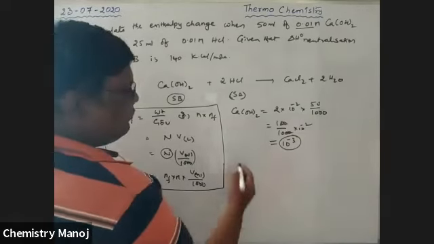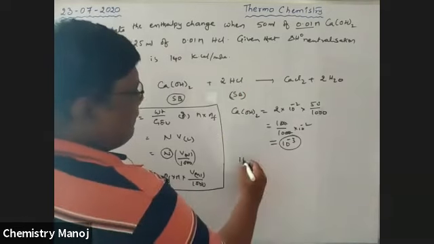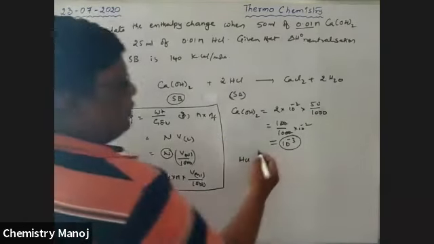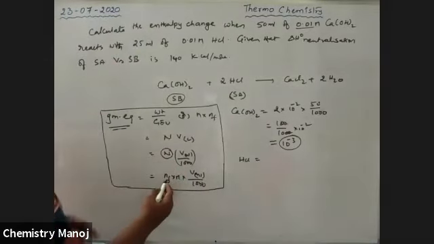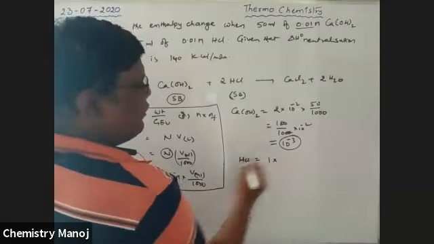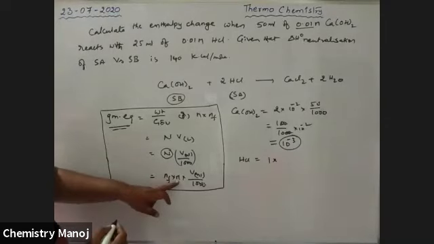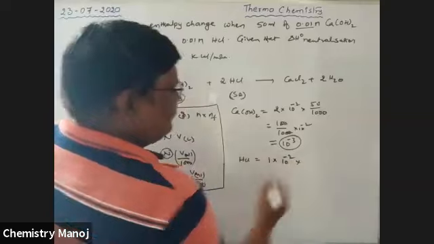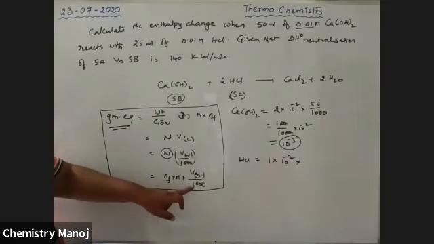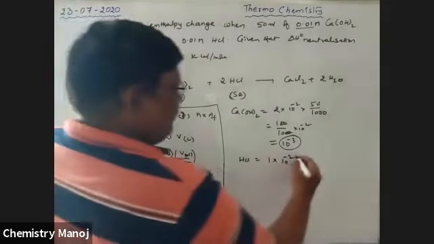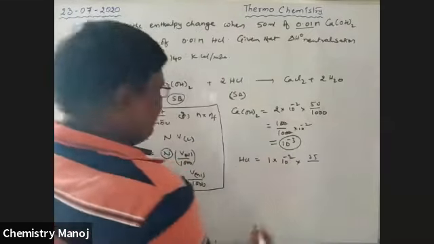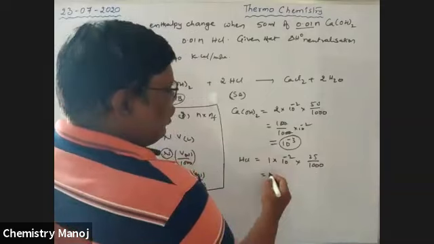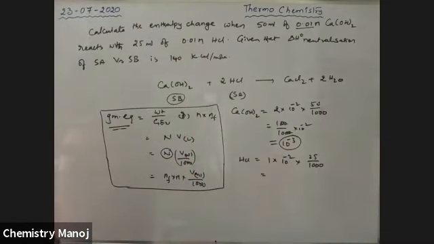Next, HCl. For HCl, n factor is equal to 1. Next, molarity of HCl is 0.01, that is 10 power minus 2. Next, volume in ml, 25 by 1000. Now, how much is the value?